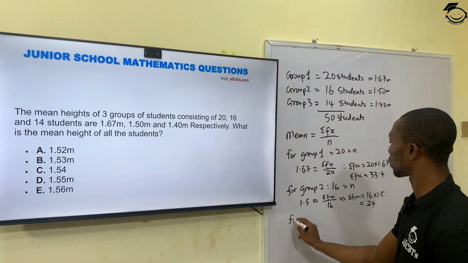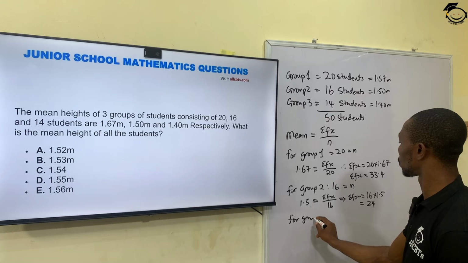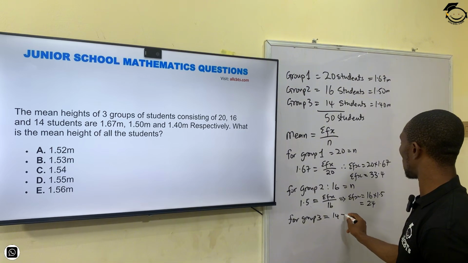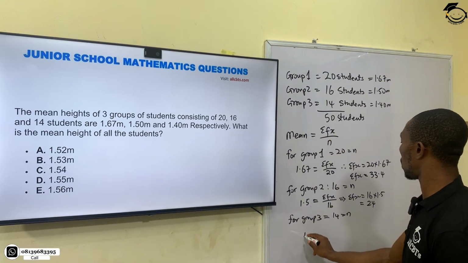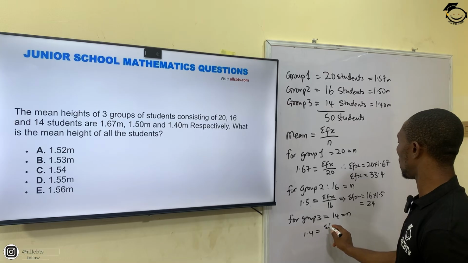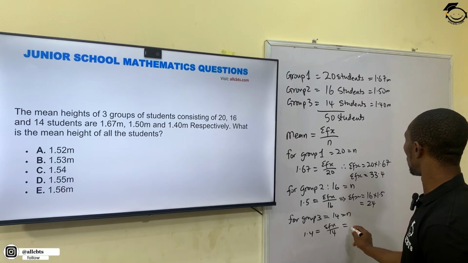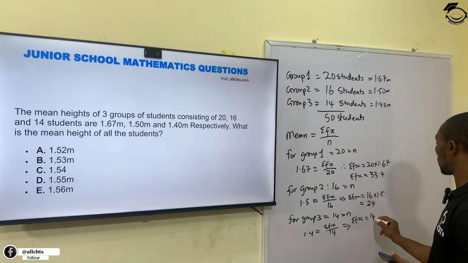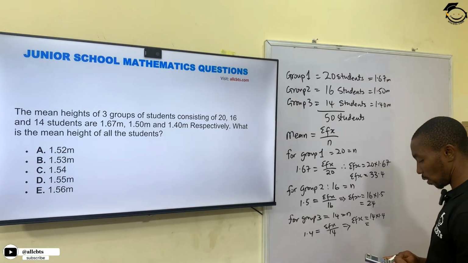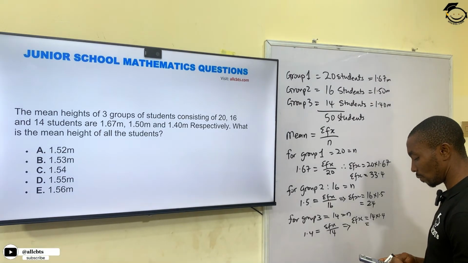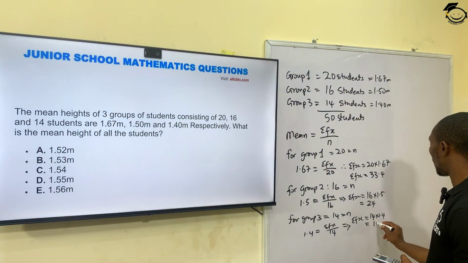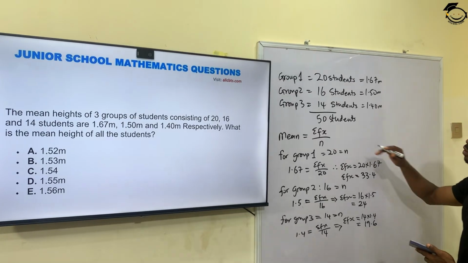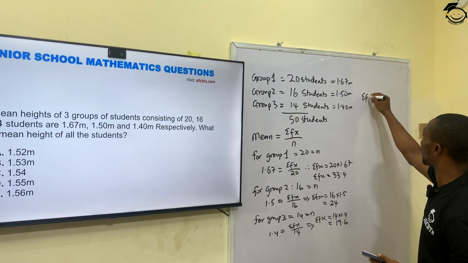Now for group 3, we are having 14 students as our n. So our mean is 1.4 equals Efx over 14, which will give us Efx equals 14 times 1.4, which would be 19.6.